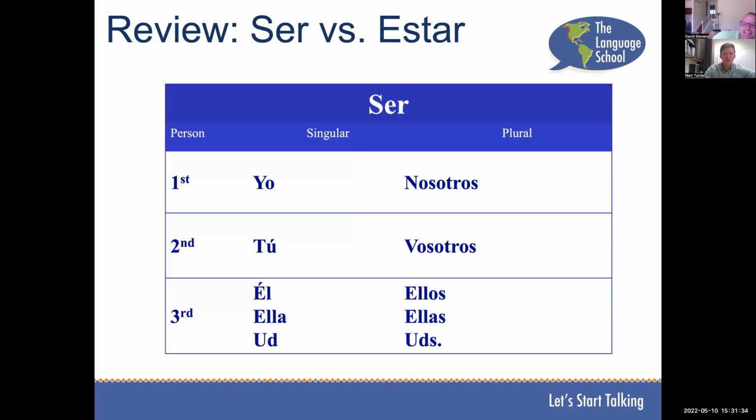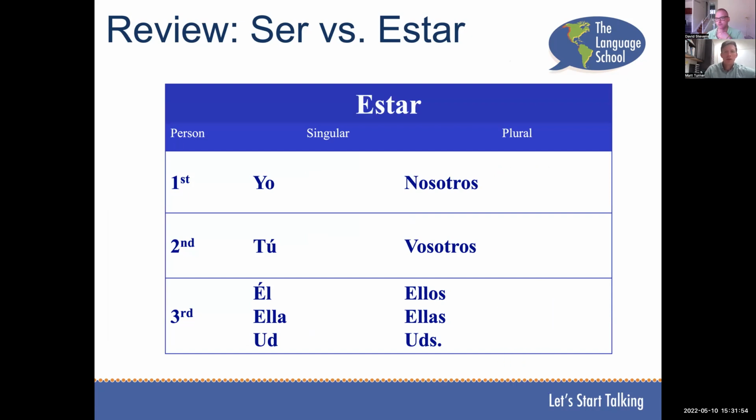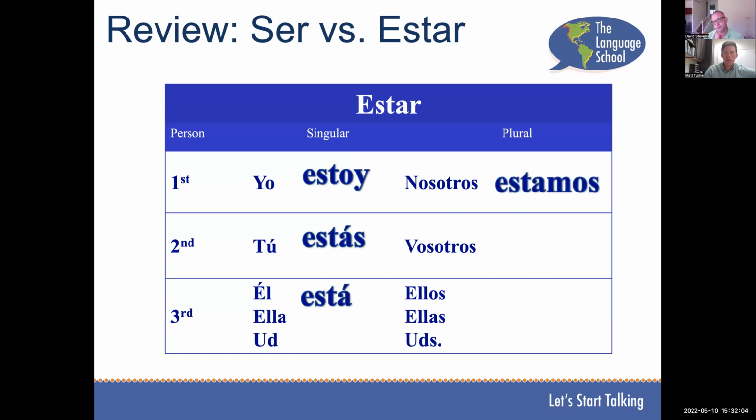So how do you conjugate ser? Soy. Eres. Él es, ella es, usted es, nosotros somos. Ellos son, ellas son, ustedes son. Estar. Yo estoy. Tú estás, él está, ella está, usted está, nosotros estamos, ellos están, ellas están, ustedes están.